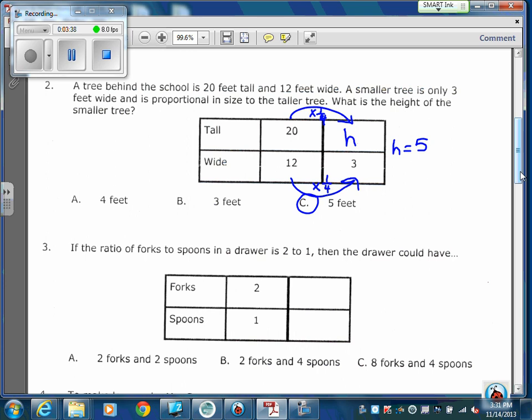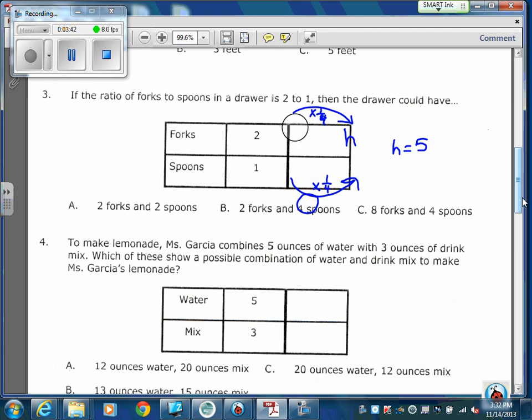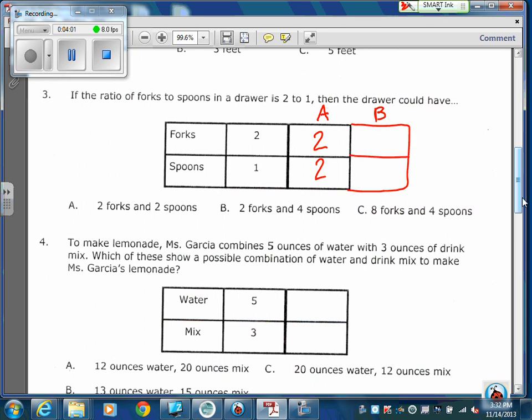If you look at number 3, you're going to build on a table because your answer choices are asking which one could match. So you have forks and spoons, 2 to 1. A says that you could also have 2 forks, 2 spoons. B says I could have 2 forks and 4 spoons. C, I could have 8 forks, 4 spoons.